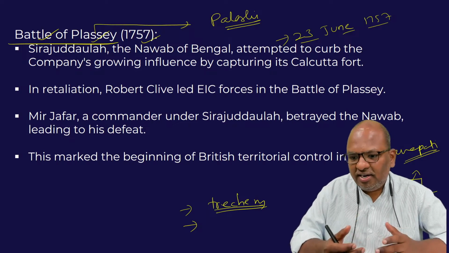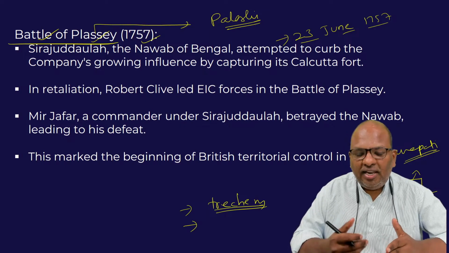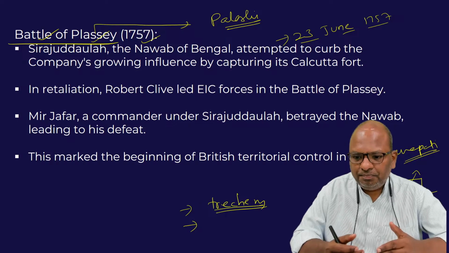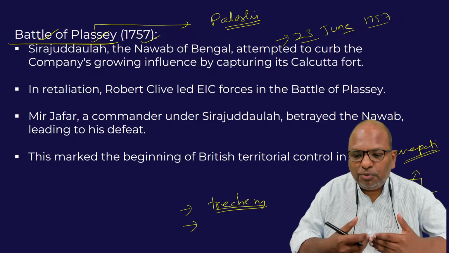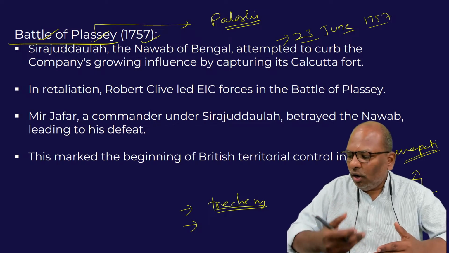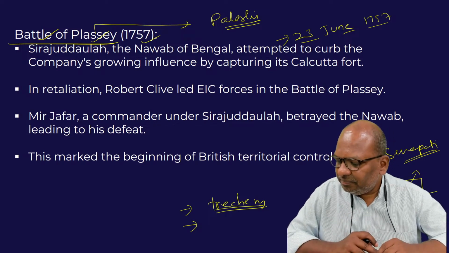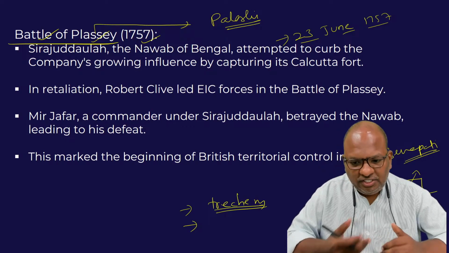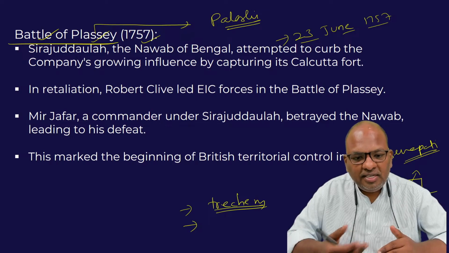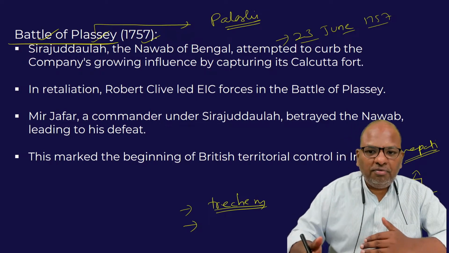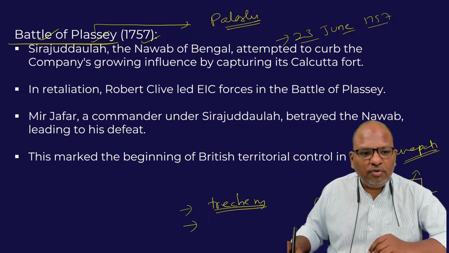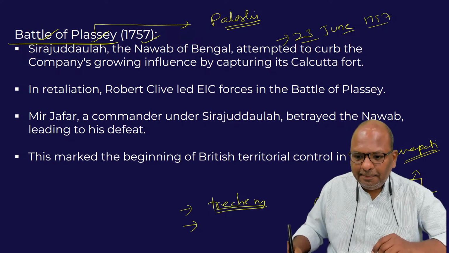According to this understanding, Mir Jafar shall help the British in defeating Siraj, and in return, the British promised to make Mir Jafar the next ruler of the Bengal kingdom. Got the point? The British, in return, agreed to make Mir Jafar the next ruler of the Bengal kingdom. So this was a secret arrangement between Mir Jafar and the British.